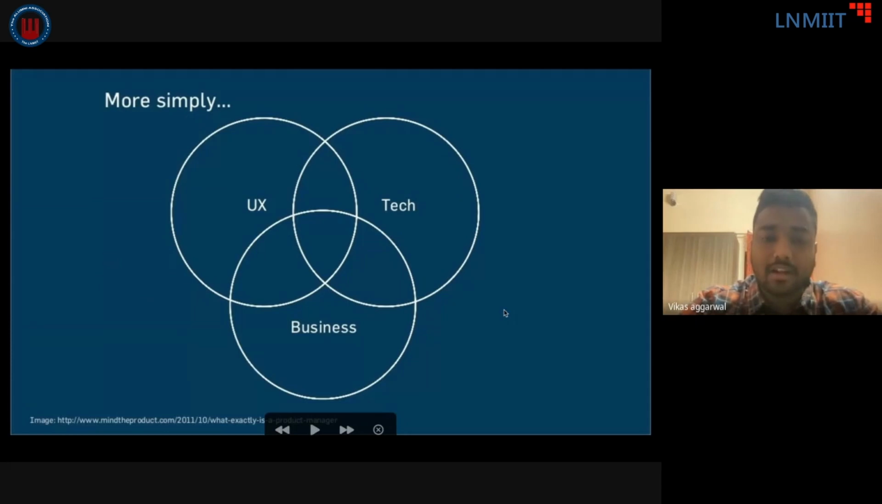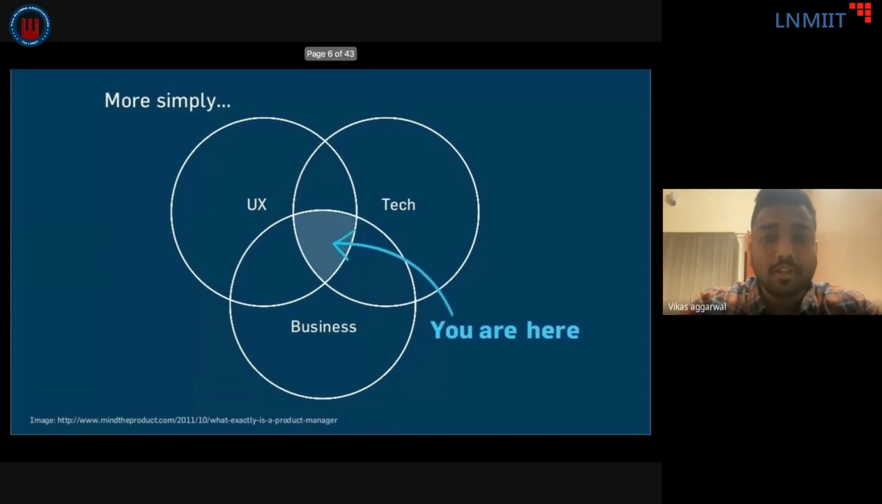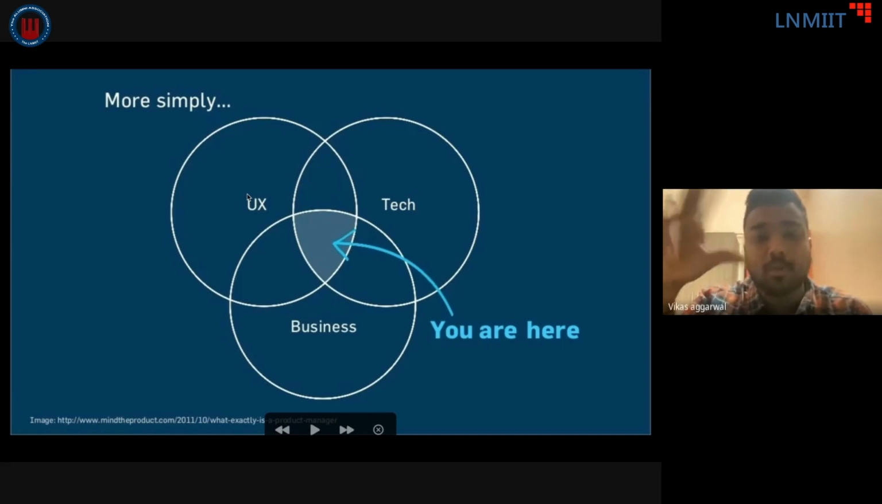This is the diagram you can see, showing where the product manager lies. You might have seen this diagram on Google or other websites. This is the place where the product manager lies. He is the intersection between UI UX, that is user interface and user experience, the technology team, and the business team. User experience and user interface are very important when you look at the product.